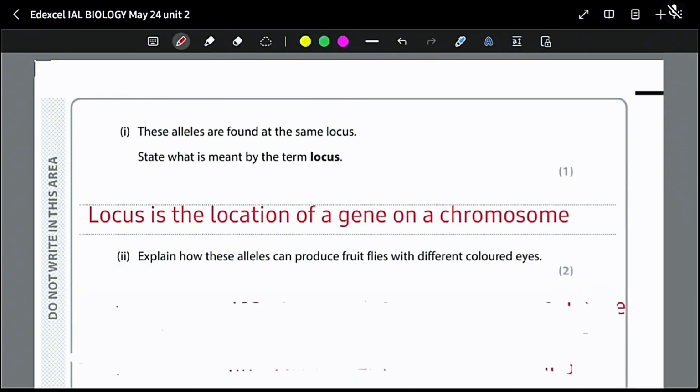Next question. Explain how these alleles can produce fruit flies with different colored eyes. So we know different alleles have different DNA base sequences and they will code for different polypeptides. So this might result in different polypeptides being produced, which I already said. So these different allele combinations may result in intermediate phenotypes, because of the new polypeptide and new base sequences and everything.